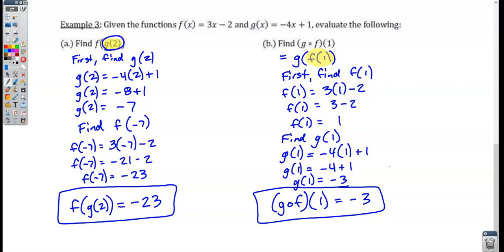All right, welcome back everybody. Here's our second video on evaluation of functions. We're going to pick up right where we left off. We ended with example 3.